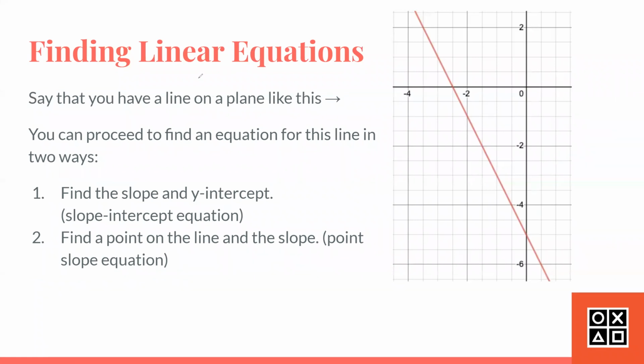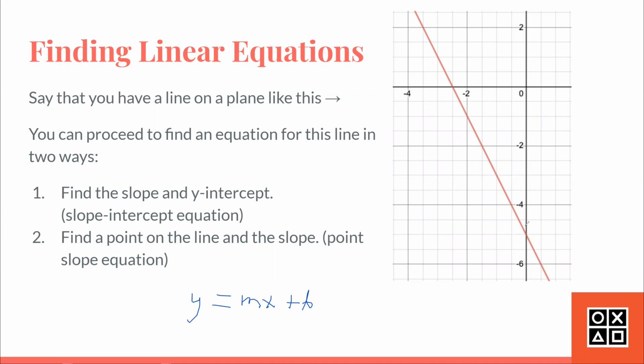Finding linear equations. Say that you have a line on a plane like this, to the right. You can proceed to find an equation for this line in two ways. Number 1, find the slope and y-intercept using the slope-intercept form, y equals mx plus b.